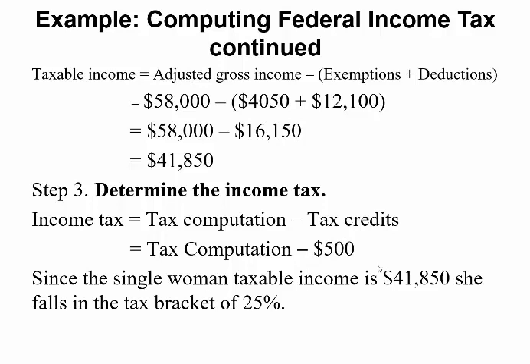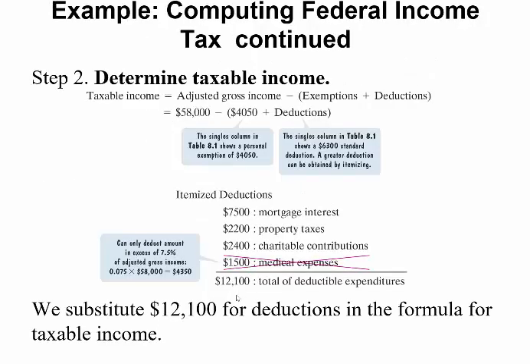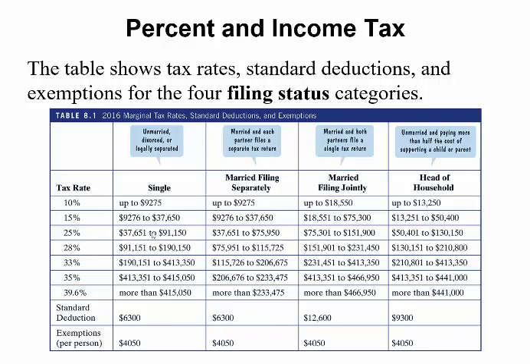Since the single woman's taxable income is this amount, she falls into the 25% tax bracket. Let me go back and show you. Do you notice how $41,000, her rough income, falls between these two numbers? That means her top marginal tax rate is 25%. But now this is important: she doesn't pay 25% on all her income. She only pays 25% on the money she makes between these two numbers, 15% on the money in here, and 10% on the money in here.